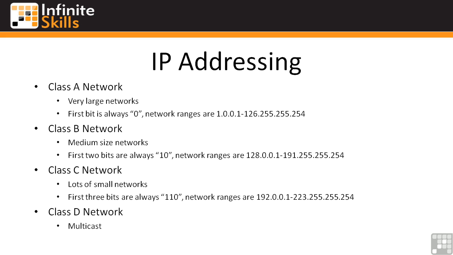Where you'll see multicast used a lot, besides routing protocols, is streaming video. If you have a streaming video server and you have multicast clients, you can only send one packet across the network and have 15, 20, 30 machines all watching the same video feed. The first 4 bits of the Class D network are always 1110, which gives us possible network ranges of 224.0.0.1 to 239.255.255.254.